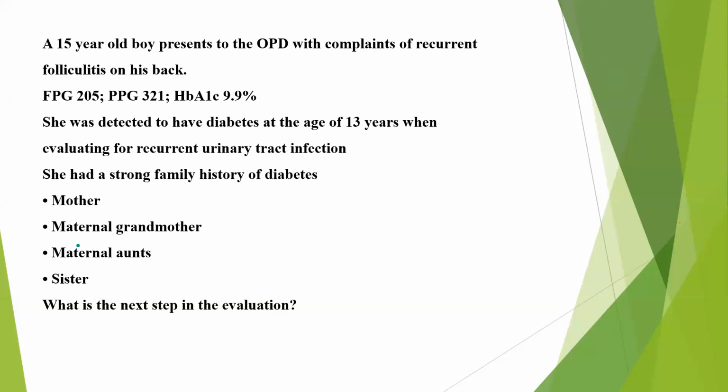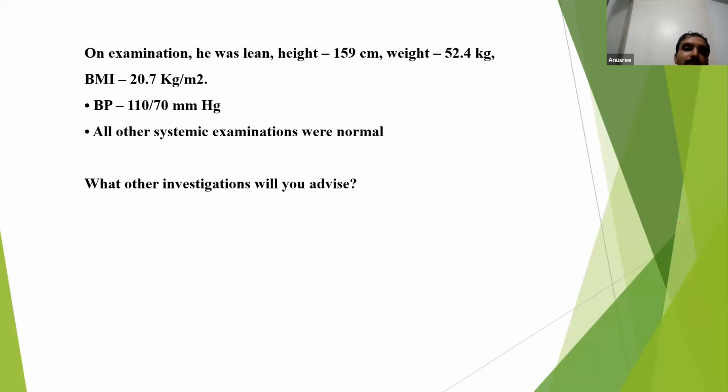The same scenario: a 15-year-old boy presents to your OP with a history of recurrent folliculitis on his back, and his fasting sugar is 205 and postprandial 321, and his HbA1c is 9.5. Another patient was detected to have diabetes at the age of 30 on evaluation for recurrent UTI. But the history that her mother, maternal grandmother, maternal aunt and sister all have it suggests that it is not type 1, not type 2. On examination, her height is 157, weight is 52.4, and BMI is fairly okay.